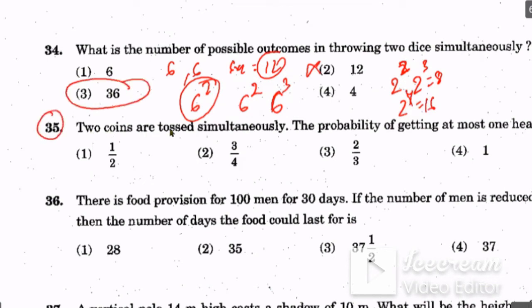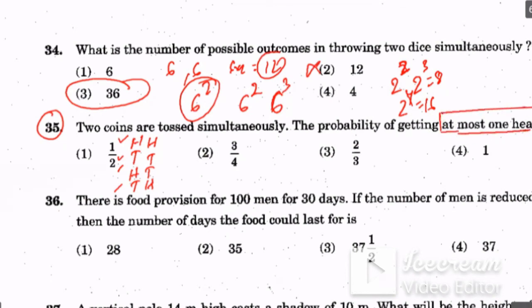Now question number 35. 2 coins are tossed simultaneously. The probability of getting at most one head is. So you can write the possible outcomes. If two coins are tossed, what are the possible outcomes? Maybe it is head, maybe it is tail, maybe it is head, maybe it is tail. So these are the 4 outcomes, and you have to be very careful about the statement. What probability is it asking? The wording is at most one head, at most.